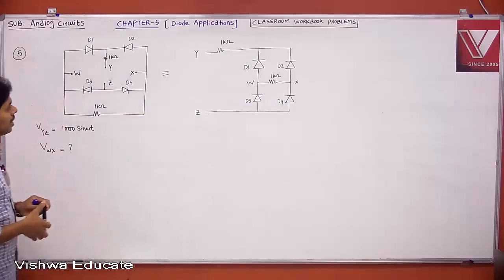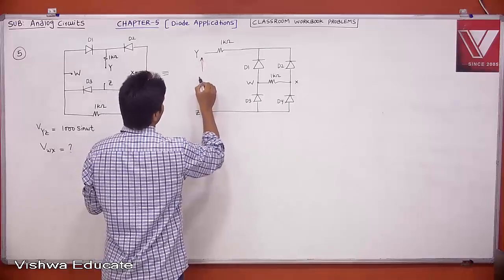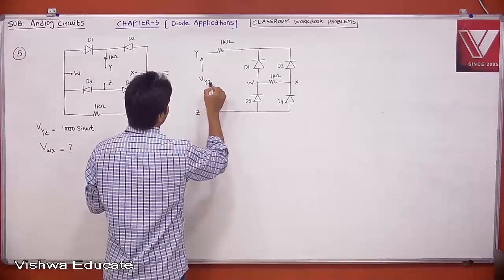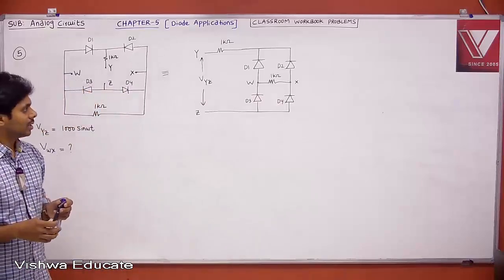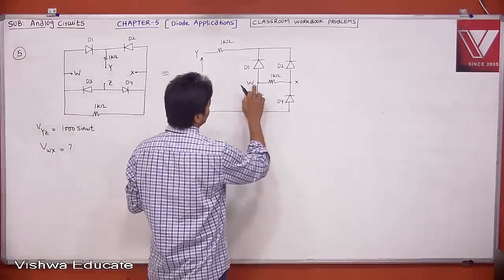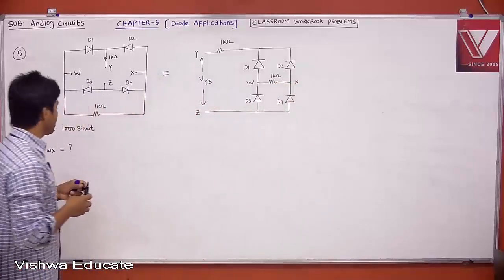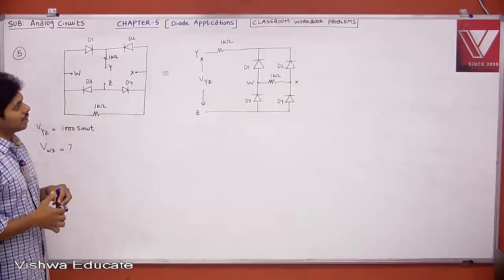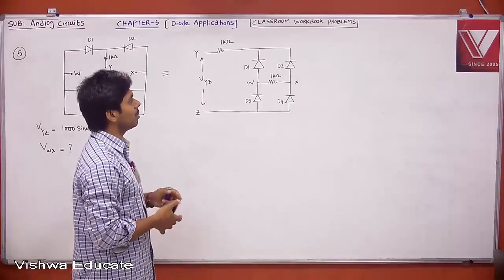This is VYZ, which is a sine wave. What it may be, don't respond to actual input, just treat it as given. If you know the voltage at W and the voltage at X, VW minus VX is VWX. That is what we need to find. Now, we should know the status of the diodes. If you know the status of the diodes, the problem is over.